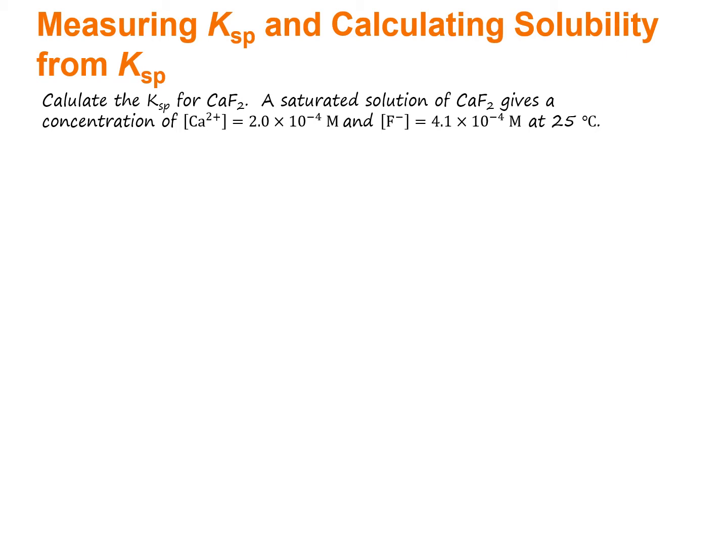If we had some saturated solution where we have some calcium fluoride sitting on the bottom, and we're able to ascertain what the calcium concentration is, in this case 2 times 10 to the minus 4 molar, and with fluoride 4.1 times 10 to the minus 4 molar at 25 degrees Celsius, then figuring out what the Ksp is is not too hard. All we have to do is write that expression for our solubility product, plug in our values for the different equilibrium concentrations, and we end up with a value of 3.4 times 10 to the minus 11.